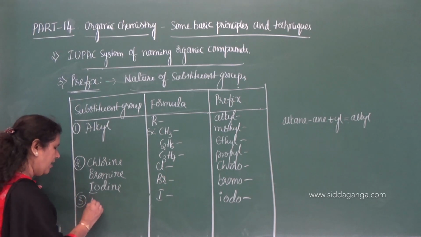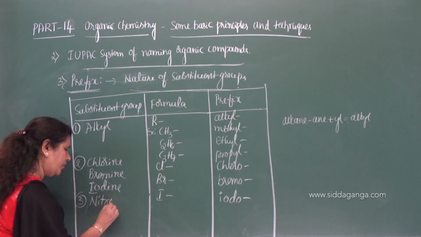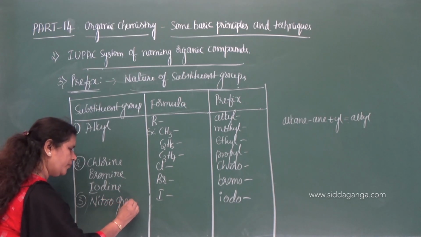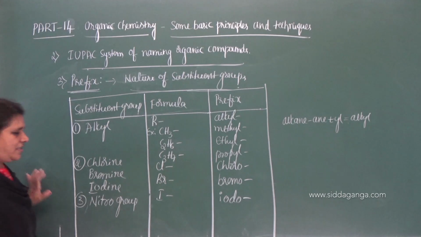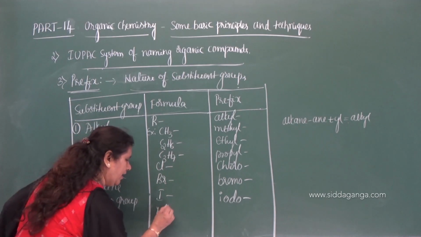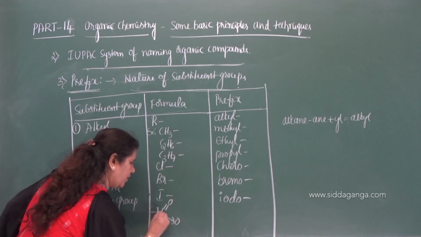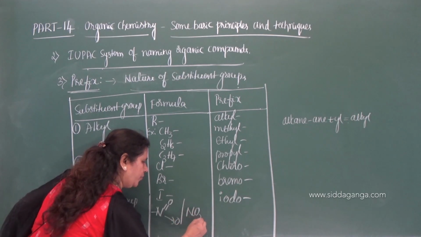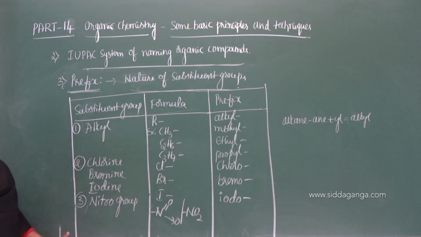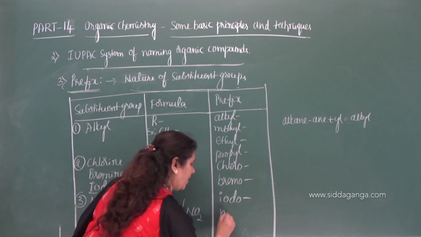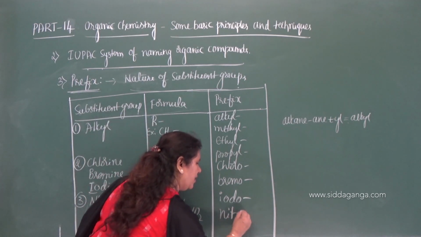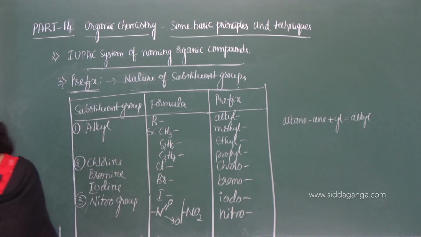one is nitro group. So what is the structure of nitro group? N double bond O, or NO2. NO2 is the group and the prefix is nitro. Now let us move on to the next one.